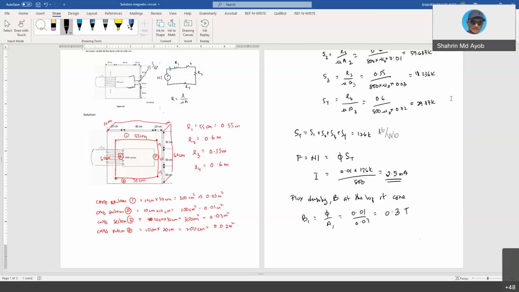Okay, so for example, it depends on the question. If the core material is like this, where the cross section is not even and the length is also not even, and so on, and then it gives you the air gap here, so the total should be 5, including the air gap.